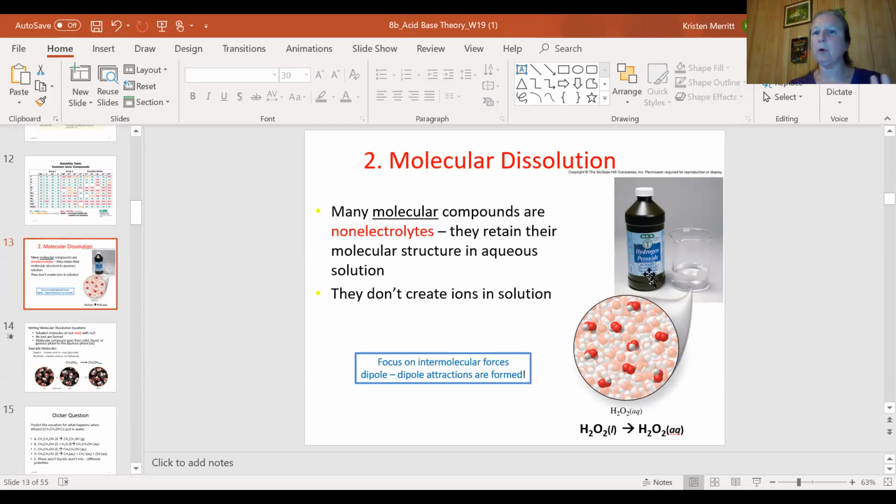This particular one is a peroxide. That's also a molecule that dissolves but does not dissociate. So peroxide, and it's a liquid form. Molecular dissolution, you can have a solid, a liquid, or a gas as your starting phase. Remember, molecules can exist as any of those. But your product is going to be aqueous. The molecule is dissolved in water. Its individual molecules are surrounded by water molecules here.